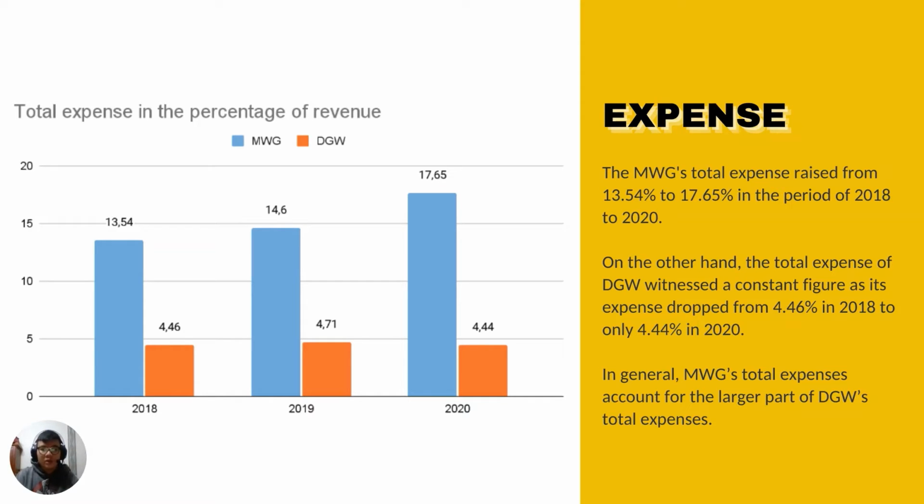On the other hand, the total spend of DG World witnessed a constant figure, as its spend dropped from 4.46% in 2018 to only 4.44% in 2020, which shows stability. This could be interpreted by the financial expenses and administrative expenses remaining nearly unchanged, while selling expenses only increased a little bit in 2019. In general, it is apparent that MWG's total spend accounts for the larger part compared to DG World's total spend. However, MWG still takes the lead in making profit in comparison to DG World by maintaining the cost of goods sold well. DG World needs to make more effort on downsizing its cost of goods sold.